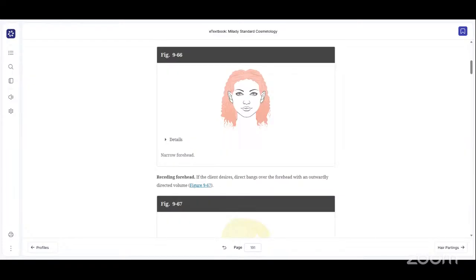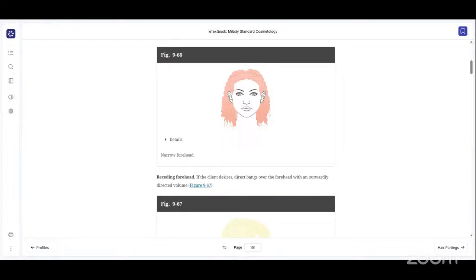So if you're talking about a narrow forehead, I would definitely do blonde highlights around the front and the sides. Okay, maybe some baby lights, but the highlights are going to illuminate that area and make that area look a little bigger.